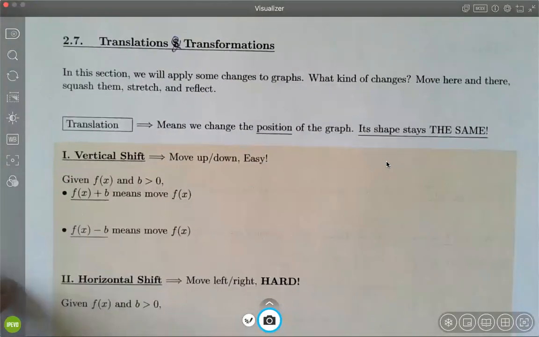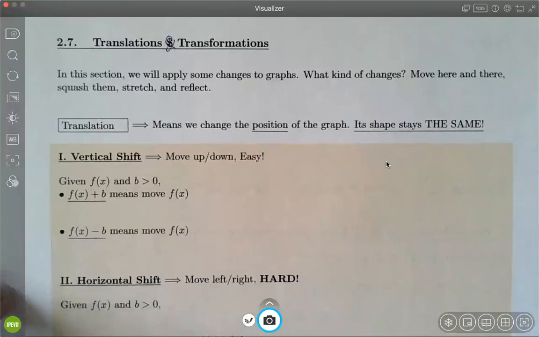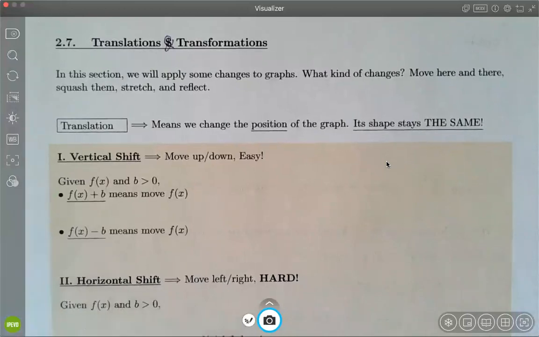Maybe because I like money too much. So translations and transformations. So we will apply some changes to the graphs. Now, what kind of changes am I talking about? Like moving left and right, and up and down, and then stretching, and then compressing, and then reflecting. Like those kind of changes. So what is the easiest thing here? The translation.